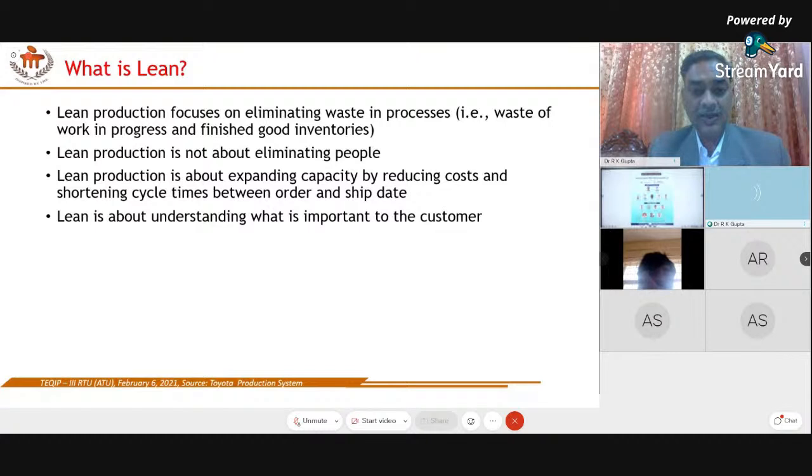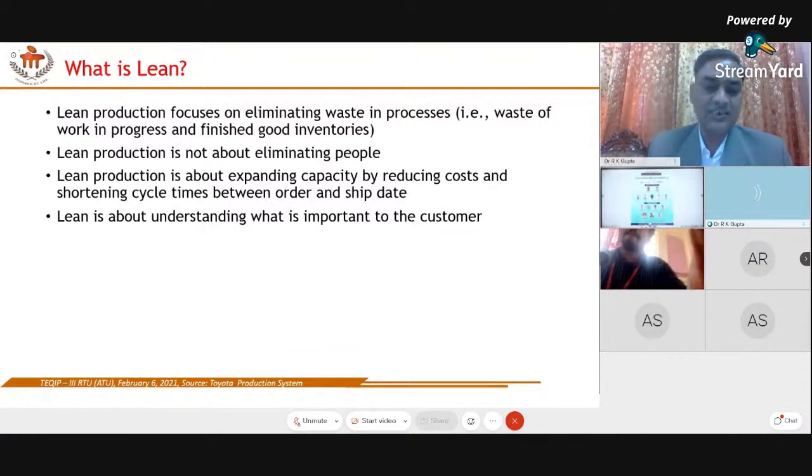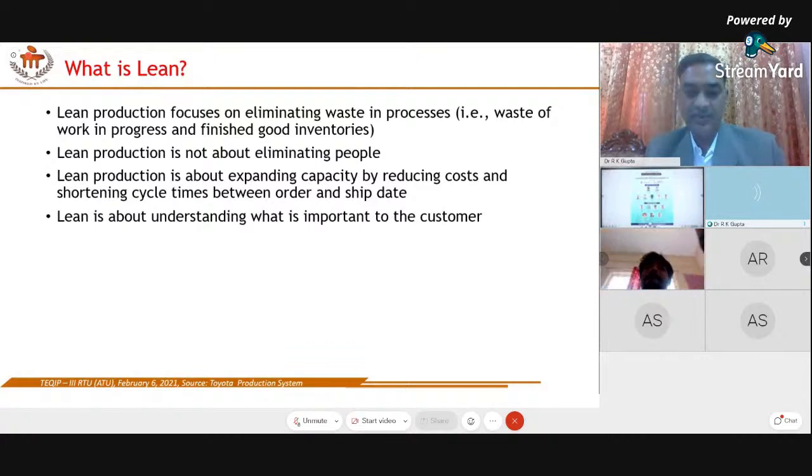So lean production is about expanding capacity by reducing the cost, and shortening the cycle time between the order and the ship date. Like I talked about, by using a lesser number of machines, it saves space and cost, which can be used for expanding the capacity, as well as shortening the cycle time between the order and the ship date. Between order and ship date means if we are manufacturing on the basis of the customer's requirement, the customer orders, then we manufacture, and then when it is shipped from the shop floor to the customer, that is from receiving the order to shipping the product to the customer.